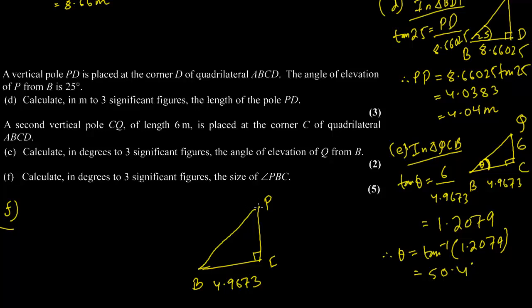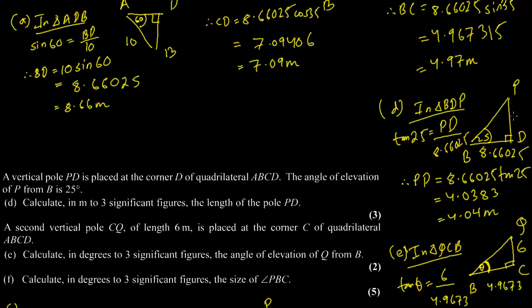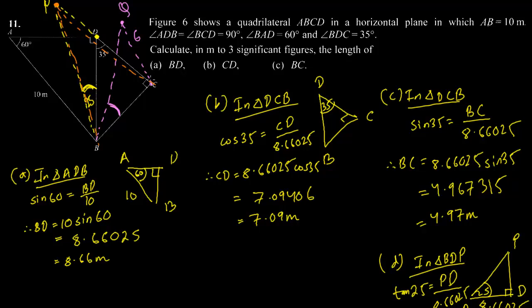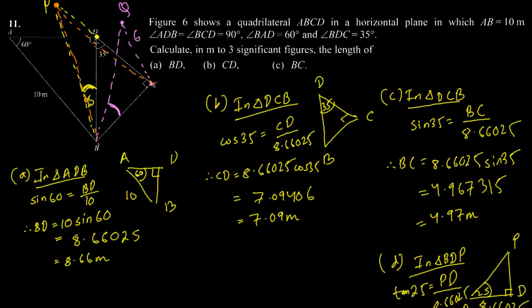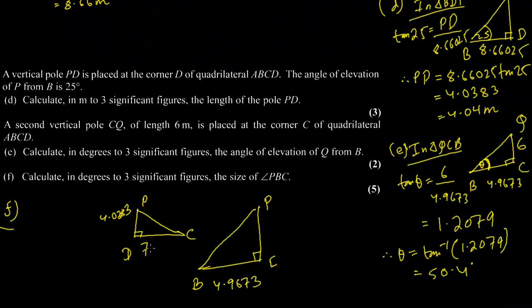4.9673. And PC here, we have to find from the previous triangle. For finding PC, we can use the triangle PDC. So we can draw another triangle. For finding PC, let me use the triangle PDC. So we know what PD is. PD is 4.0383. DC is 7.09406. So using the Pythagorean theorem, we can find this.